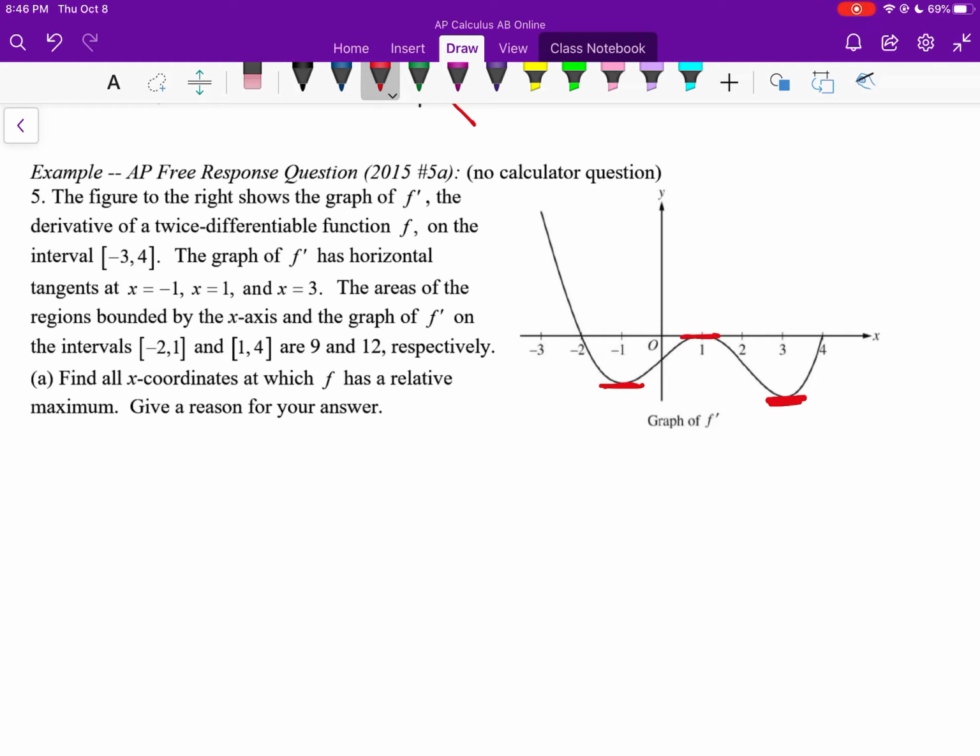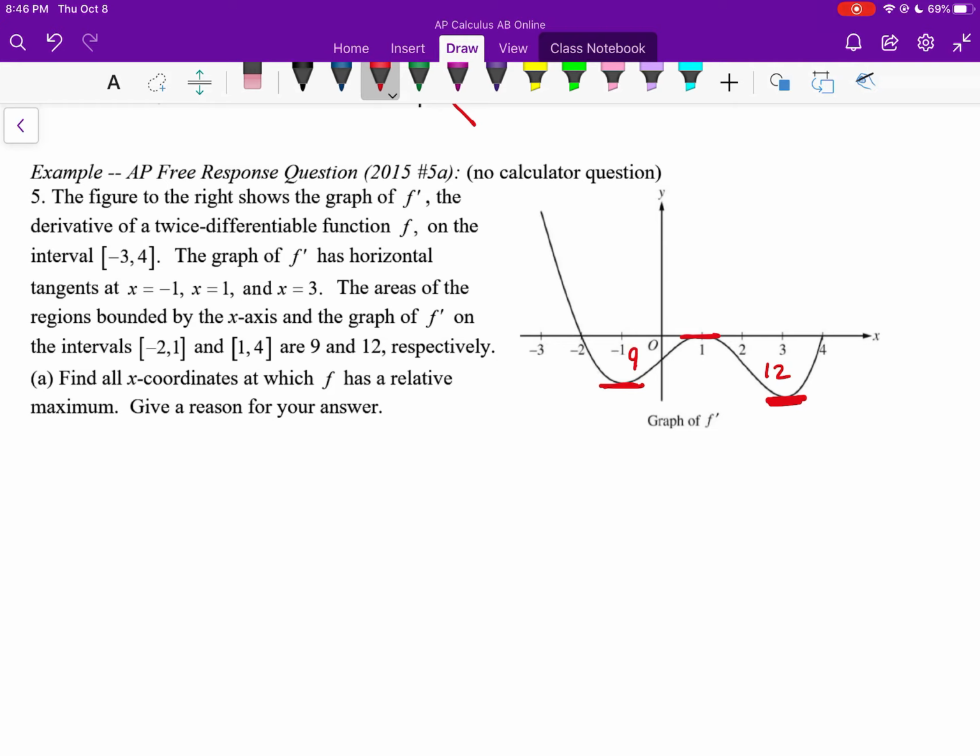The areas of the regions bounded by the x-axis and the graph of f prime on the intervals between -2 and 1, and 1 through 4, are 9 and 12, respectively. We didn't get to this yet. We're not going to get to this till chapter 4. But those areas over there are going to be 9 and 12. It's not really applicable for this particular problem, but they gave us that information.